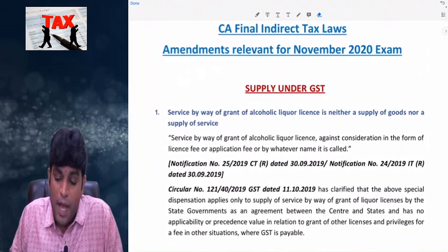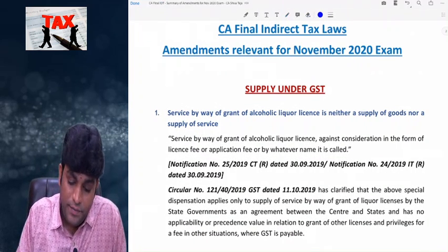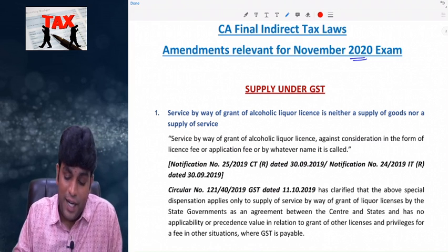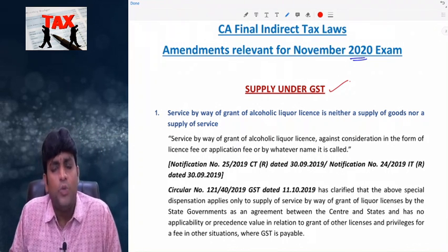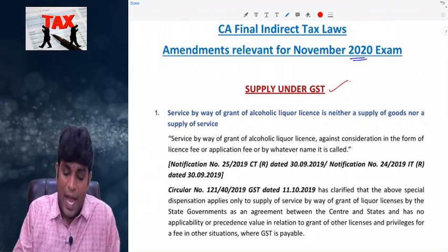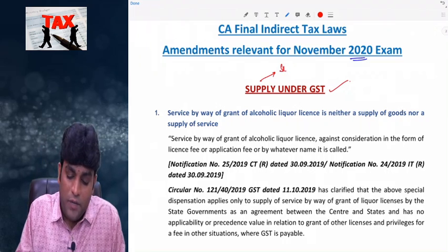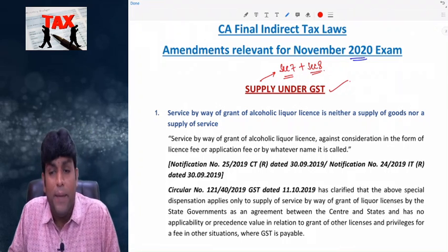CFI and indirect tax laws, amendments relevant for November 2020 exam. Let's start. First, let's talk about the chapter of supply. There are 2-3 important amendments in relation to the chapter of supply. Let's discuss that. As you all know, my dear friends, the concept of supply is dealt by section 7, and of course we have section 8 which deals with composite supply and mixed supply.